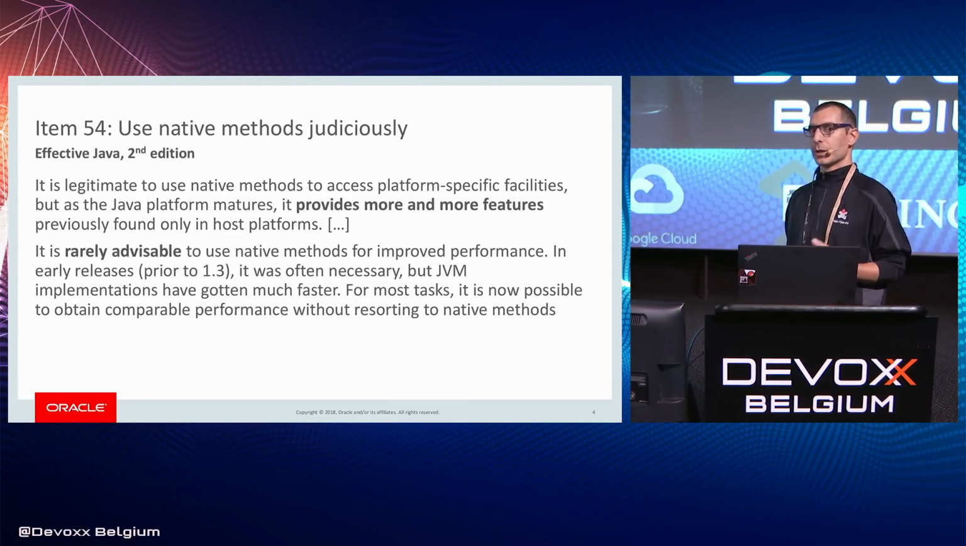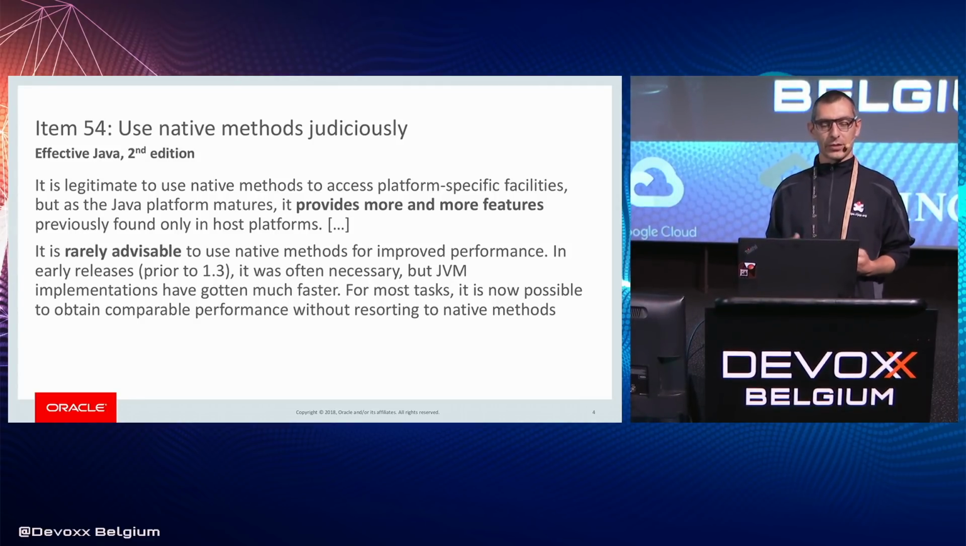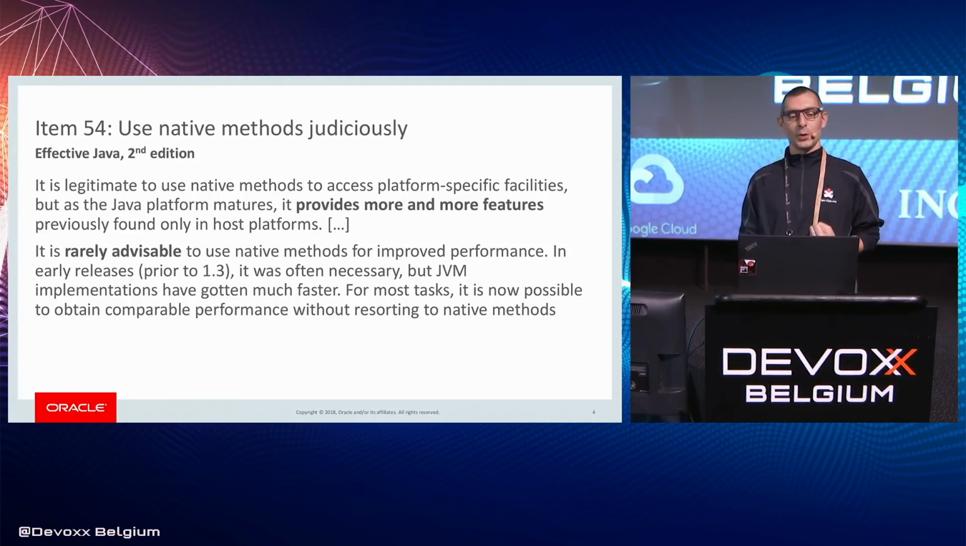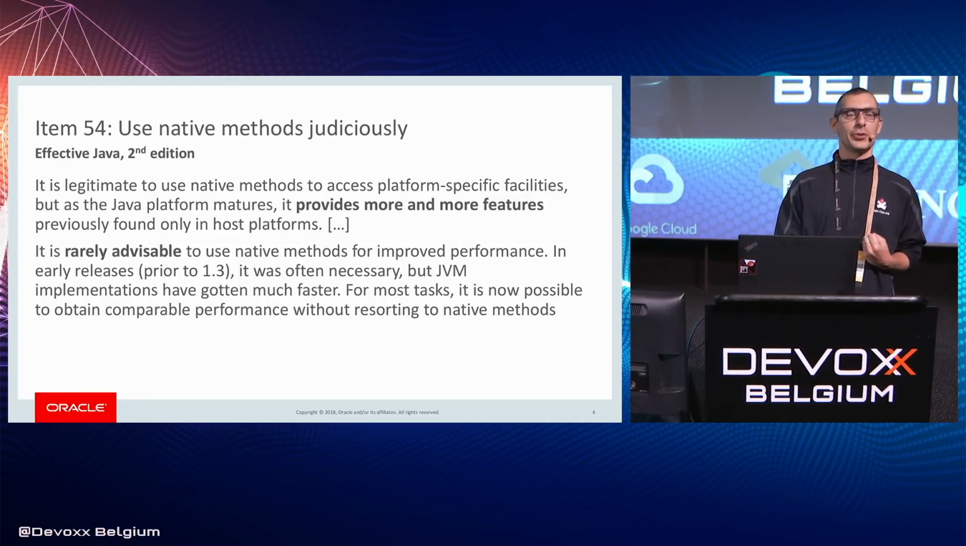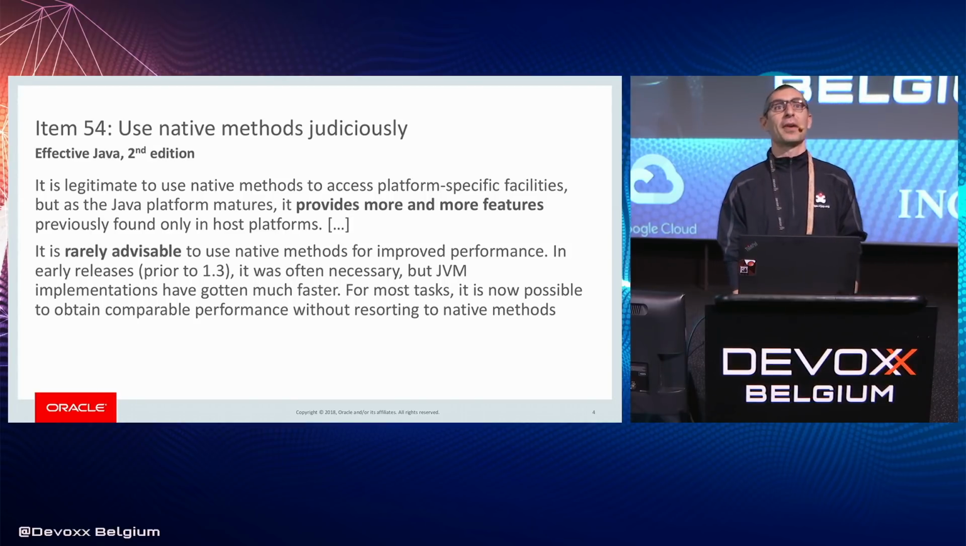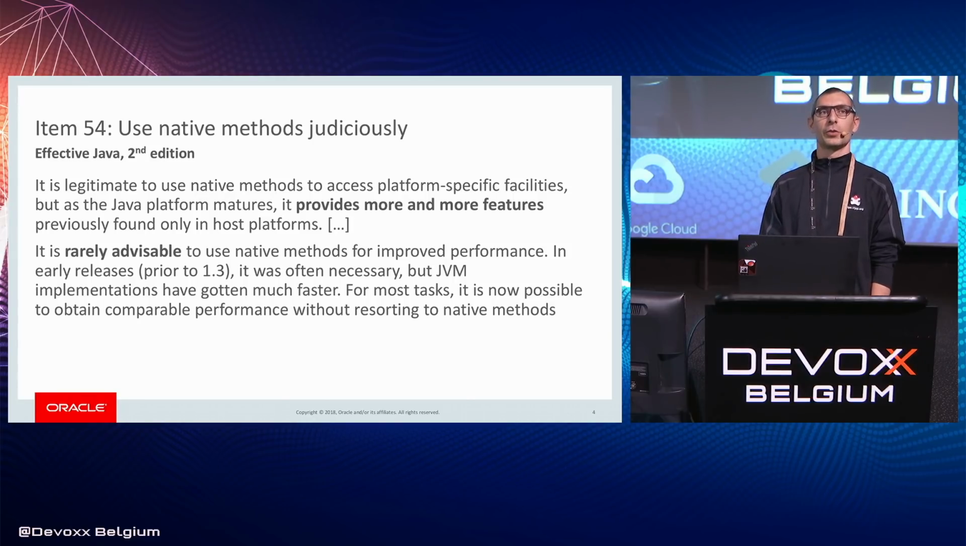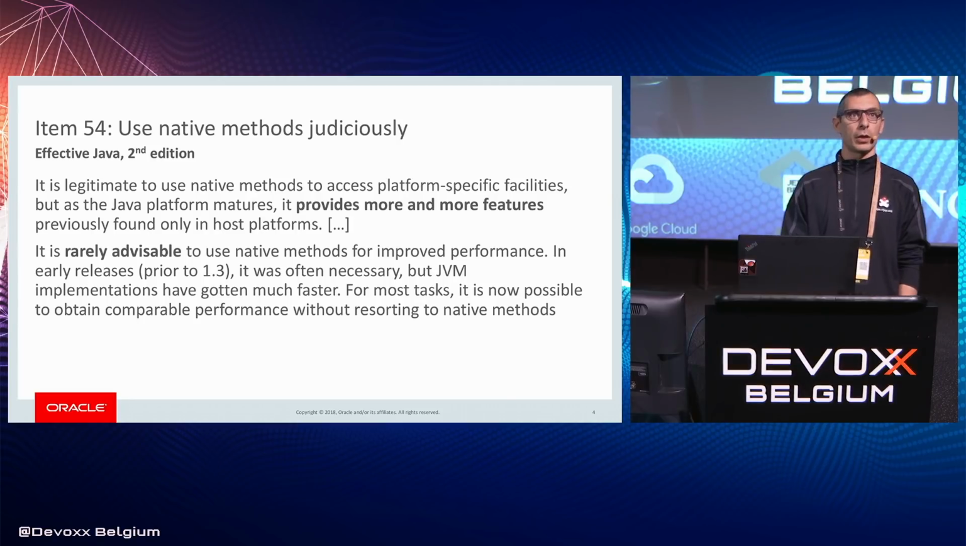The relationship between JNI and Java has always been a little bit ambivalent. And as you can see, I cannot be at Devoxx without quoting something from Joshua Bloch, right? So in Effective Java 2nd edition, there is this item, 54, that says, use native methods judiciously. What does that mean? Well, there is a lot of misconception about JNI. One of them is that JNI is fast. In fact, it is not fast. And if you believe that JNI is going to make your application faster, more often than not, you're wrong.